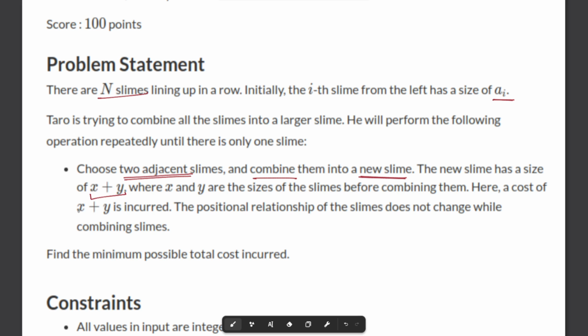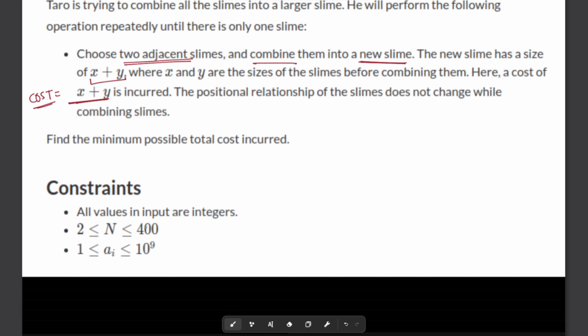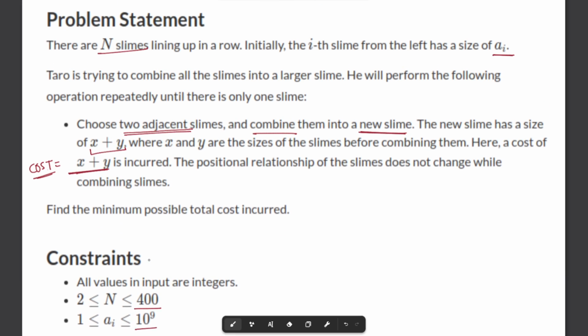And the cost incurred in this operation is the sum of their sizes. The positional relationship of the slimes does not change while combining slimes. Find the minimum possible total cost incurred. The constraints are N is up to 400 and the sizes are up to 10^9.